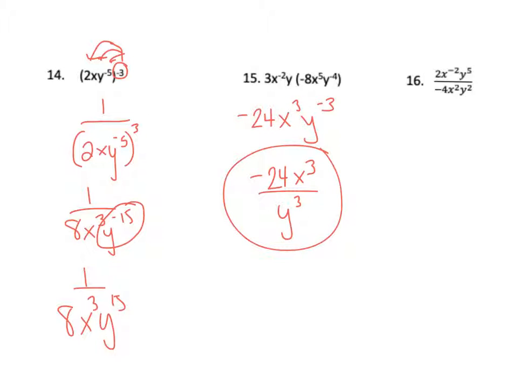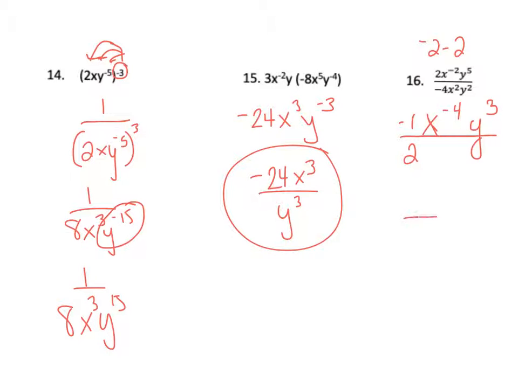I start by looking at 2 over negative 4, and I reduce that to negative 1/2. I just like my negative sign on the top. Then I subtract with the x's. I take the top exponent minus the bottom, so negative 2 minus 2 is negative 4. And then with the y's, keep the base on the top and do top minus bottom. 5 minus 2 is 3.